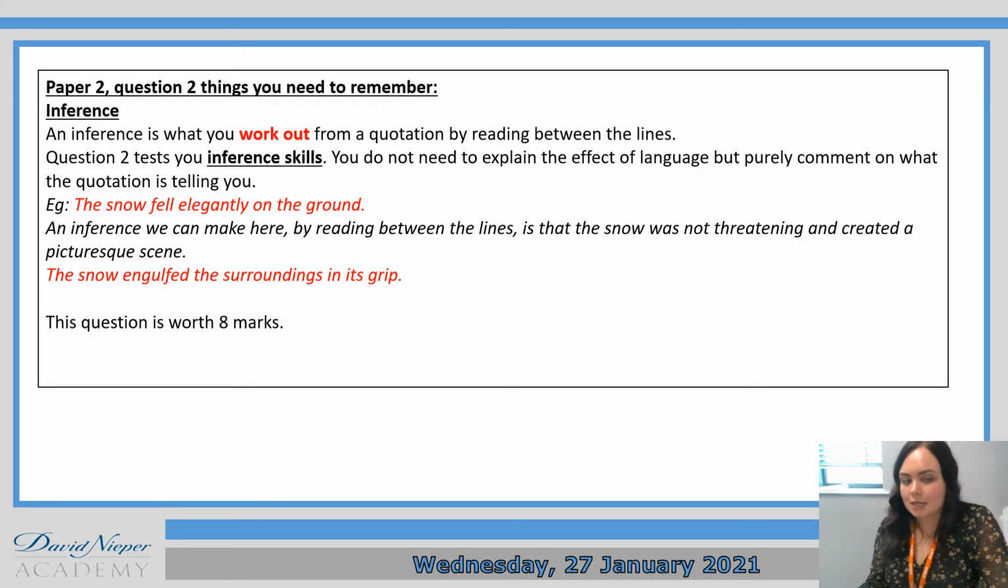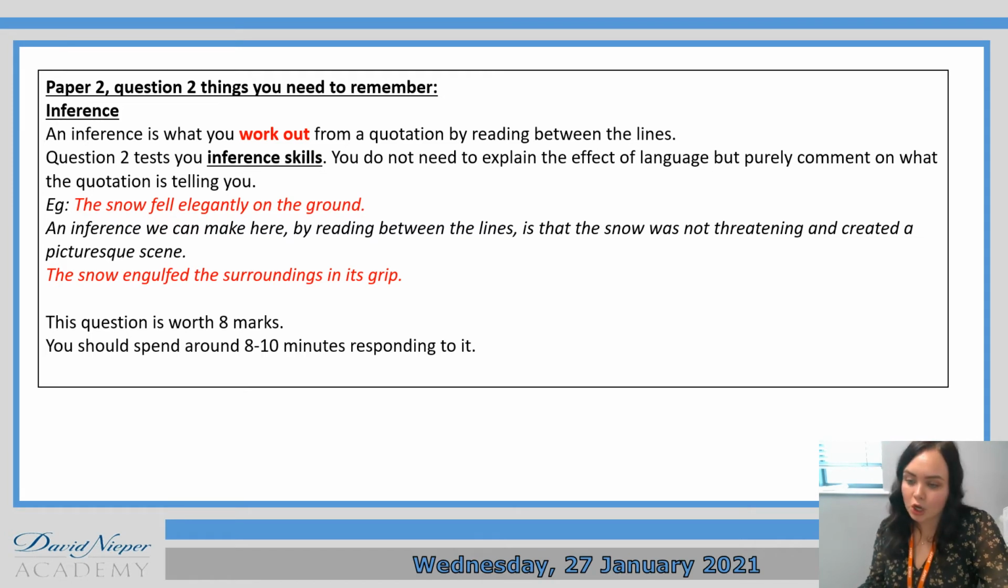So this question is worth 8 marks and you should spend between 8 to 10 minutes responding to it. So make sure you've got this information down in your book, okay, so that you know all of this when you go to approach that question.